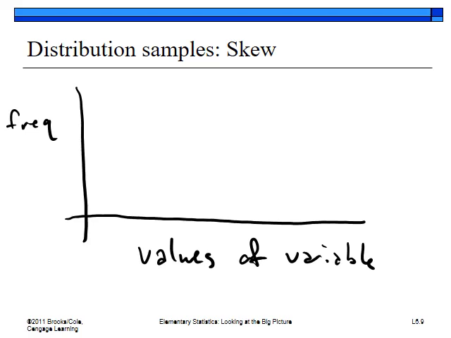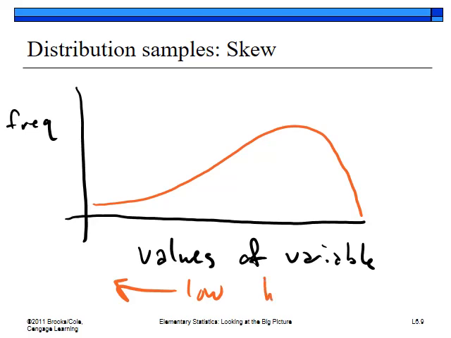So when we're talking about skew, we're talking about a distribution that has either an unusually high number of small values or an unusually high number of large values. The distribution would look something like this. If there are an unusually high number of low values, because remember, low values are to the left and high values are to the right, this would be an example of a distribution that is left skewed.